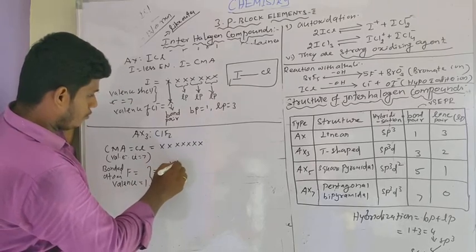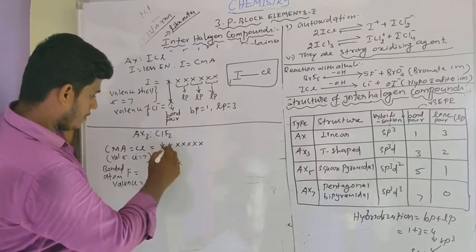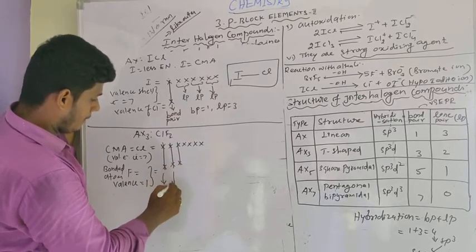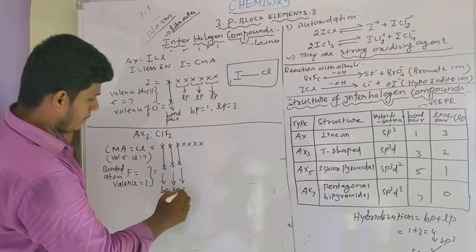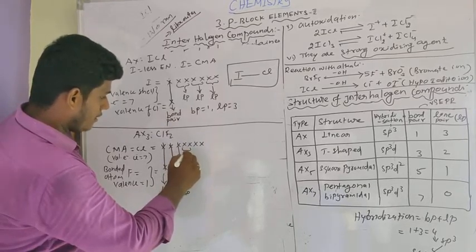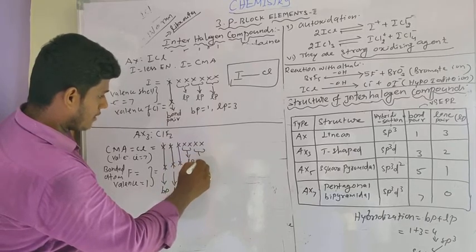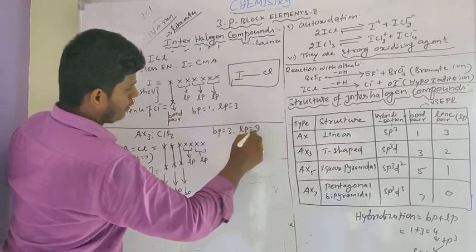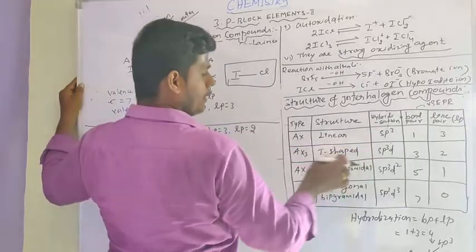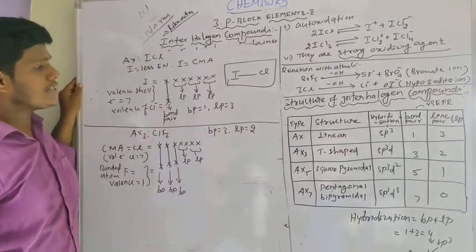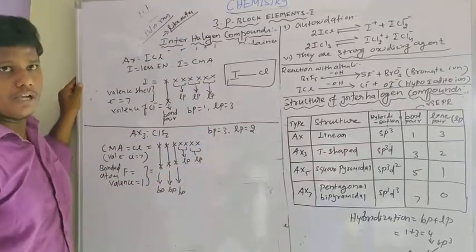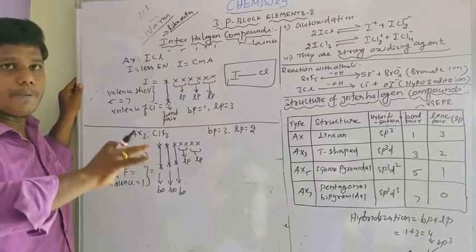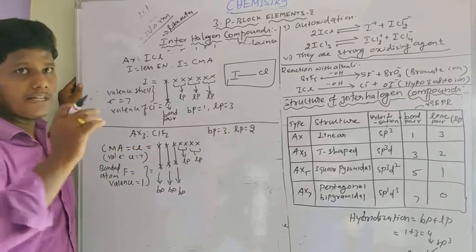How many fluorines are present? 3 fluorines: 1, 2, 3. These form the bond pairs, so 3 bond pairs. The remaining are lone pairs, so bond pair 3, lone pair 2. Bond pair 3, lone pair 2 gives a T shape. The hybridization is sp3d, which means trigonal bipyramidal, but the 2 lone pairs repel and leave to form the T shape.